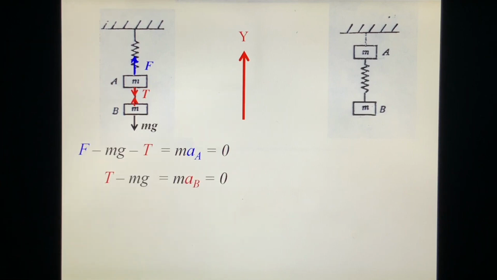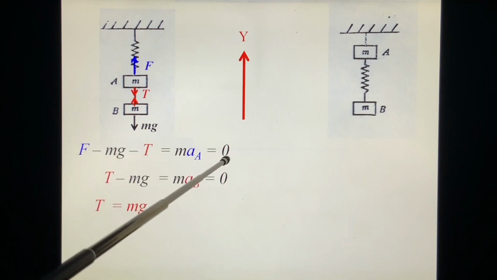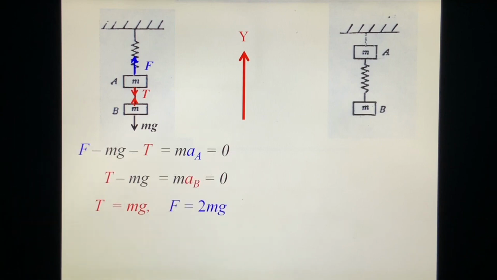Now, let's burn off the cord. The T instantly becomes 0. At the start case, from these two equations, we find that T equals mg. F minus mg equals 0, F equals 2mg. So when we burn off the cord, T instantly equals 0, but F does not have time to change.